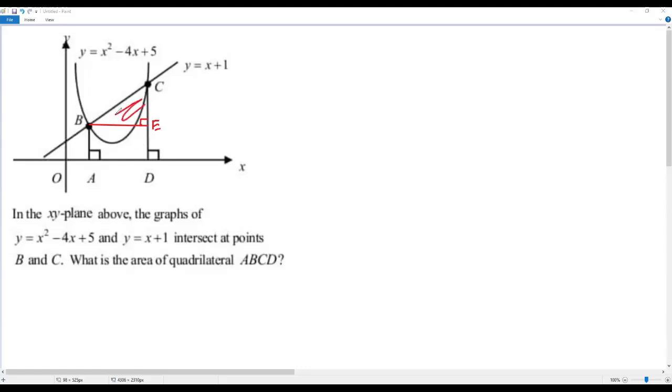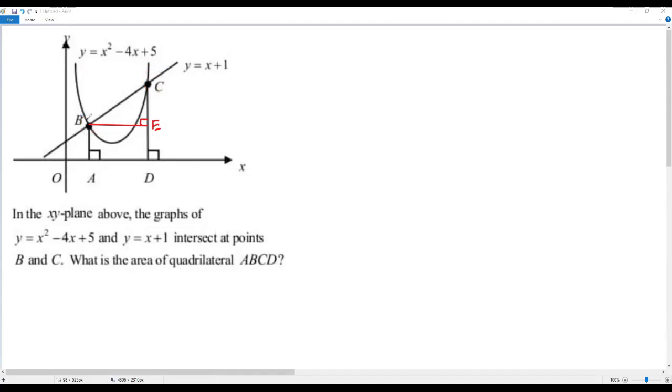To get the area of the right triangle BCE, I need the length of the base and the length of the height, so that I can use the formula for the area of a triangle, base times height divided by 2. And to get the area of the rectangle ABED, I need the length and the width of the rectangle, so I can use the formula length times width. To get the base and height of the right triangle and the length and width of the rectangle, I need the points of intersection of the quadratic function y equals x squared minus 4x plus 5, the parabola, and the linear equation, the line y equals x plus 1.